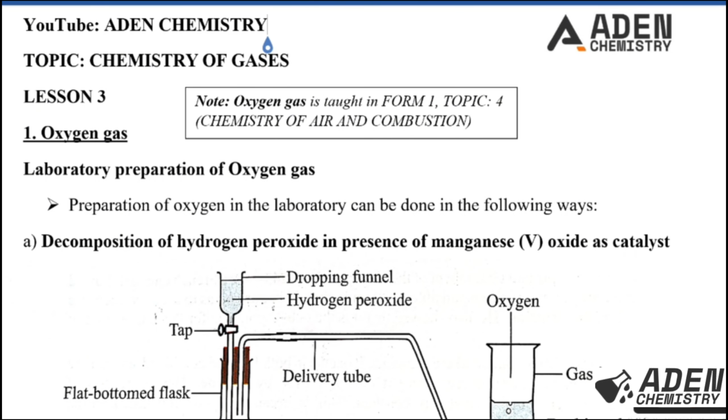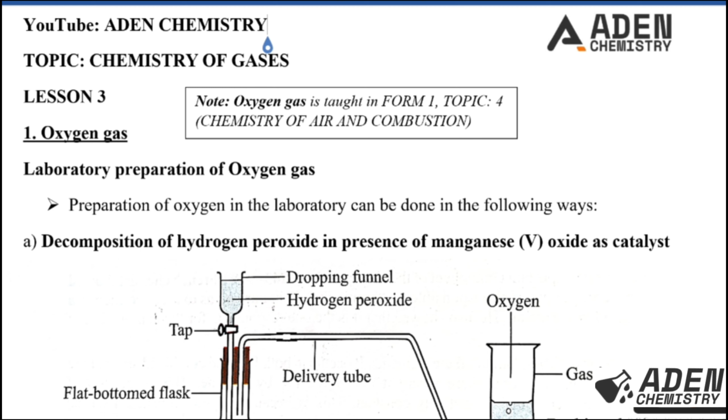Hello students, welcome. Previously, in lesson 2 of the chemistry of the gases, we were dealing with the methods of gas collection. Today, in lesson 3, we want to proceed to the first gas, which is oxygen gas. Note that oxygen gas is taught in chemistry from Form 1, topic 4, and the name of that topic is chemistry of air and combustion.